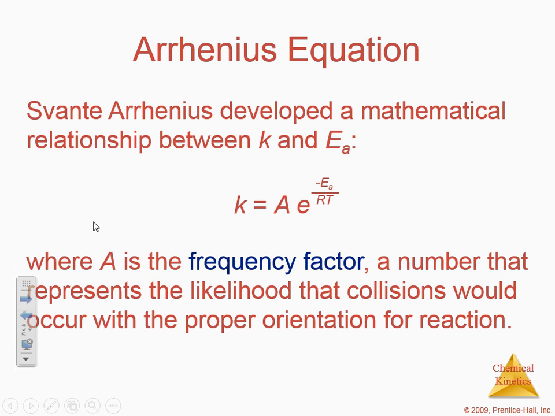Now, the Arrhenius equation is the more important of these two equations. When we solve for the Arrhenius equation, we can find a correlation between K and EA. K, remember, is the rate constant. A is something new; A is the frequency factor. E is mathematical e to the negative EA, where EA is the activation energy, R is our gas constant, and T is our temperature.